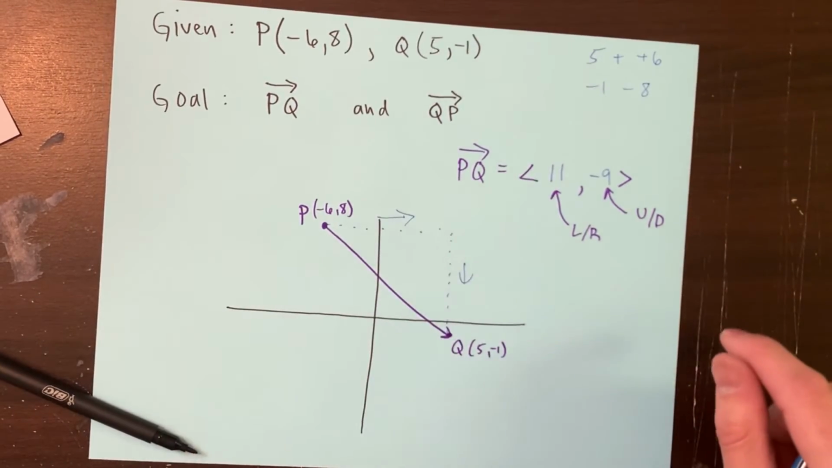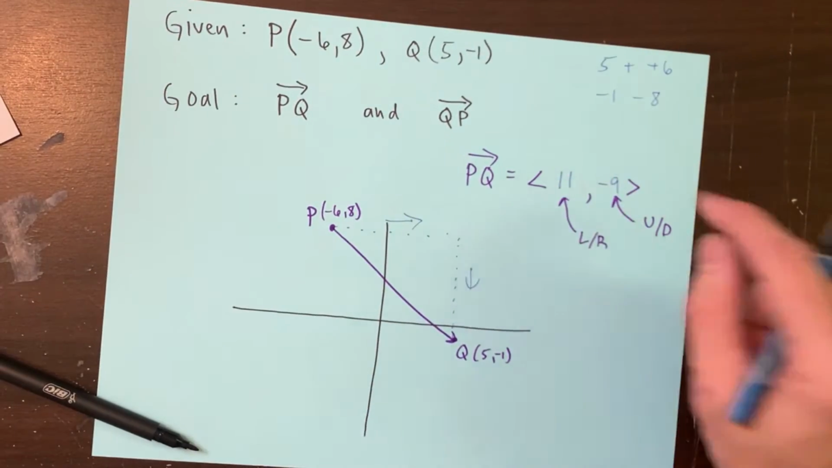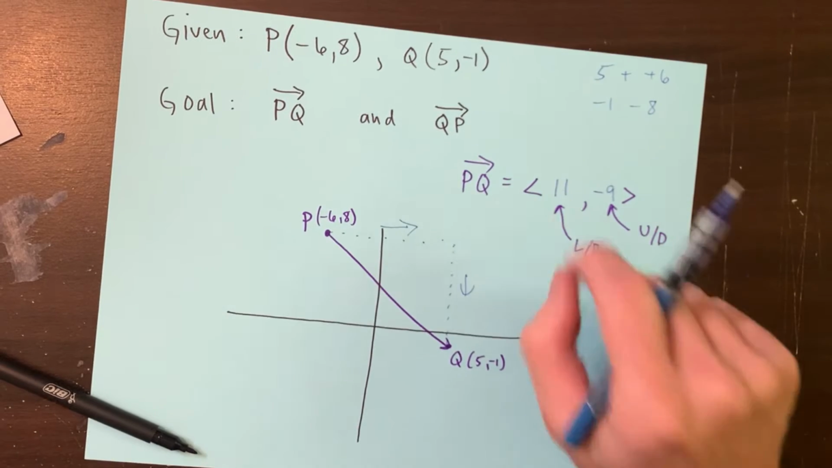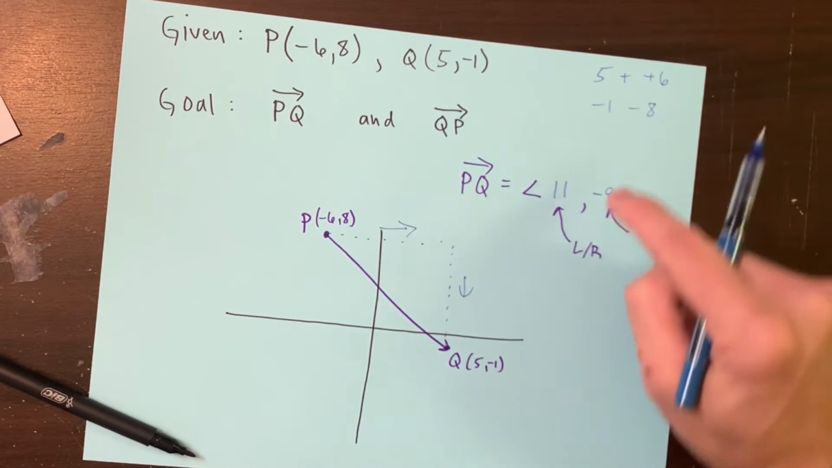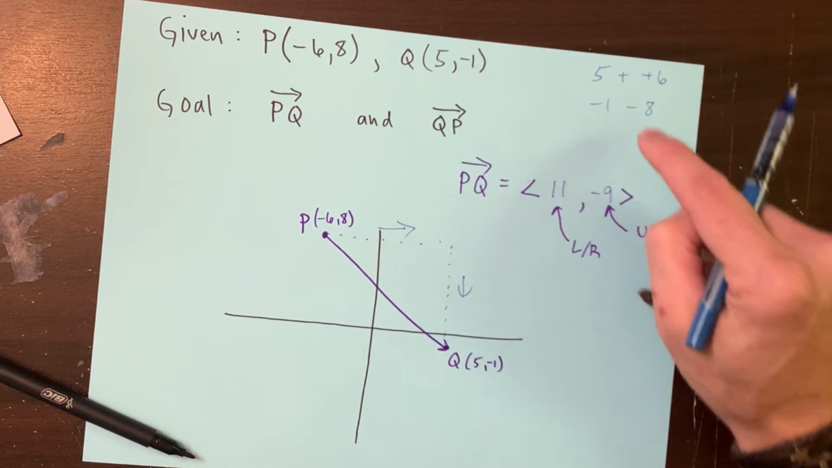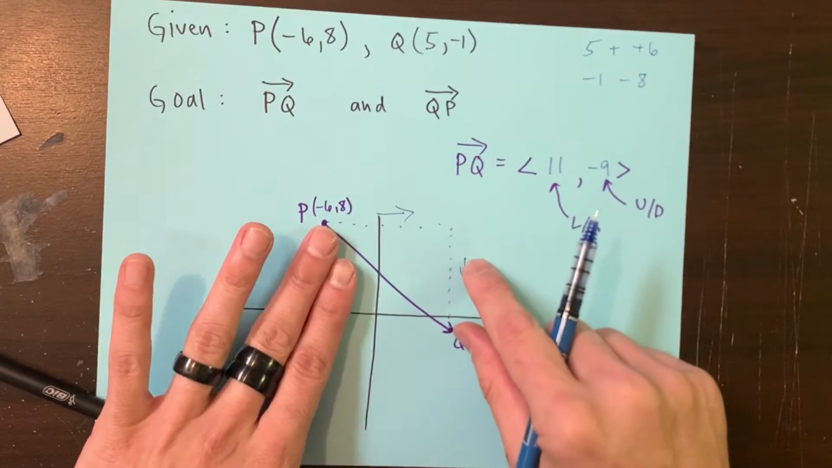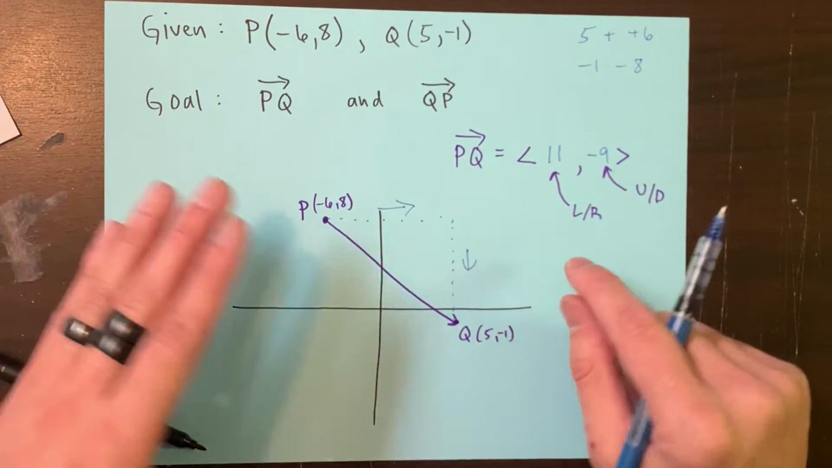So the point is, this number is left, right. And if you're going to the right, it's positive. If you're going to the left, it's negative. This number is up, down. If it's positive, that means you went up. If it's negative, that means you went down. So do you have to make a picture? No, but it helps. But you don't have to.